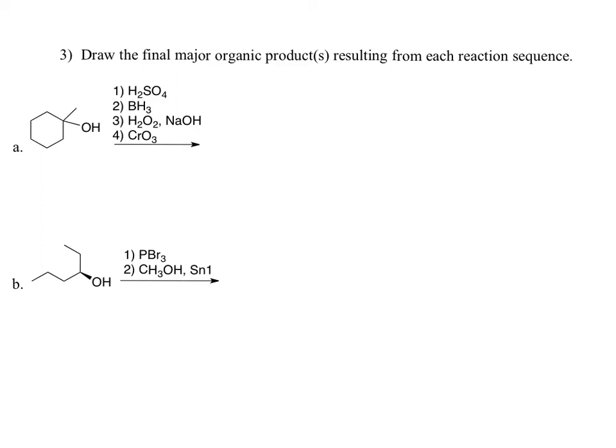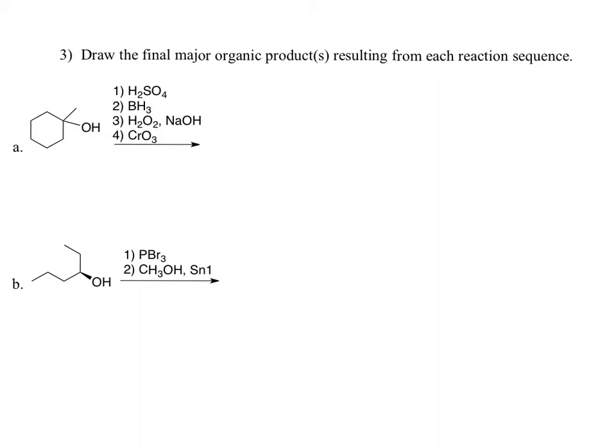In this video, we continue looking at the solutions to the Chapter 11 problem-solving set where we're focusing on reactions of alcohols. In question 3, we are asked to draw the final major organic product or products resulting from each reaction sequence. So here, what we have are a series of reactions stacked back to back to back, and we're asked what is the final product that would result at the very end of this sequence.